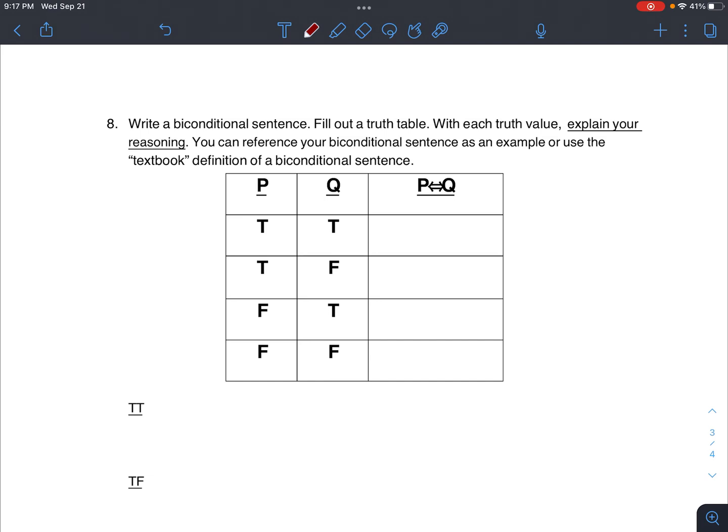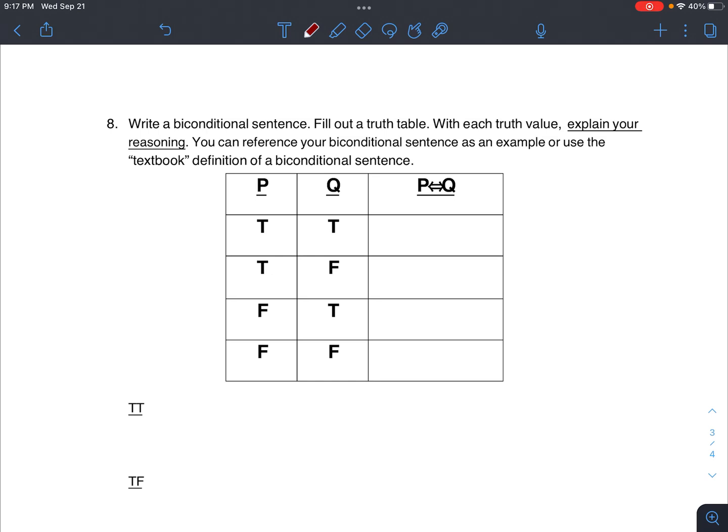Write a biconditional sentence. Fill out a truth table. With each truth value, explain your reasoning. You could reference your biconditional sentence as an example or use the textbook definition of a biconditional sentence.